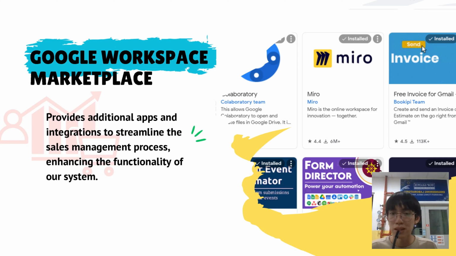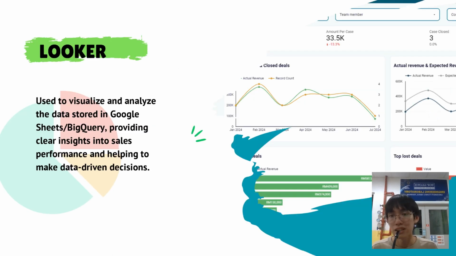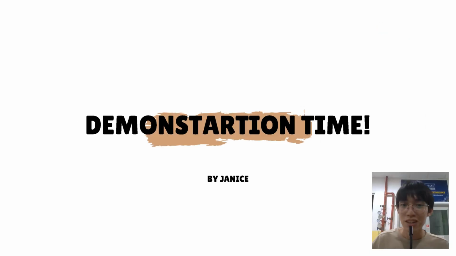Next, we also utilize Google Workspace Marketplace. It provides us a lot of additional third-party apps and integrations to streamline the sales management process. We utilize Gmail as well for automated email interaction with customers and sales representatives, mostly reminders and notifications. And then we also utilize Looker as a dashboard to provide clear insight into sales performance to make data-driven decisions. Lastly, we have BigQuery serve as a relational database management system to upscale our storage. Okay, now let us welcome Janice for demonstration time.